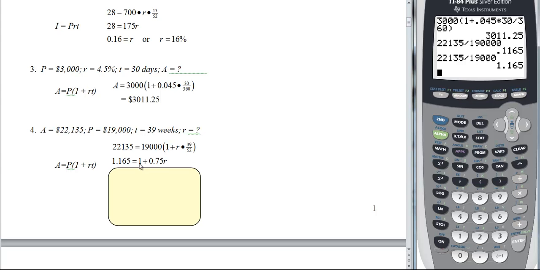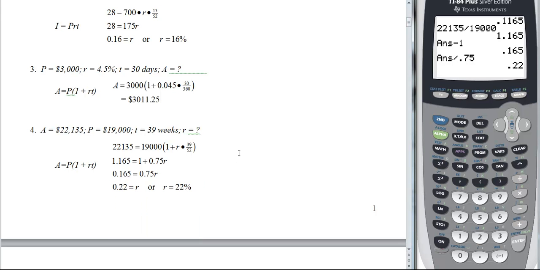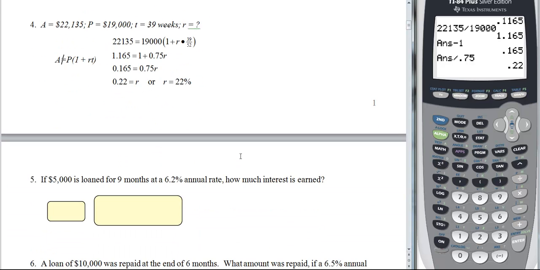So I'm going to subtract 1 from both sides, so that should leave me 0.165 over here. And now we have to divide by 0.75. So let me subtract 1, and we'll divide by 0.75. So my interest rate for this one is 22%. Okay? Got a few more problems.